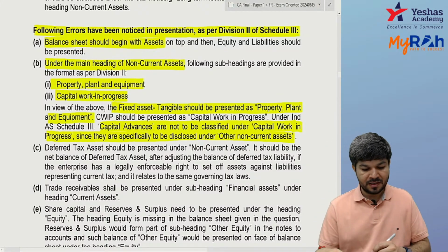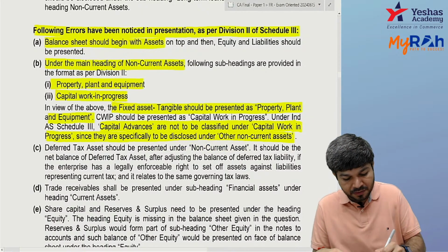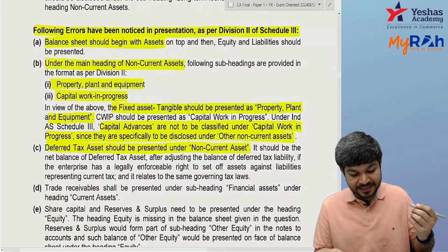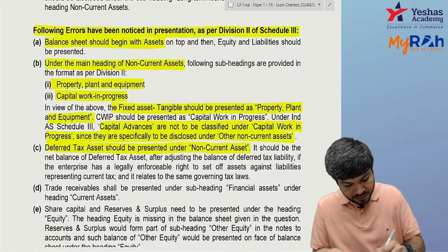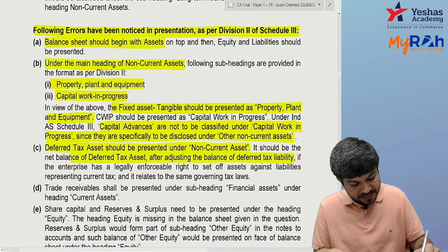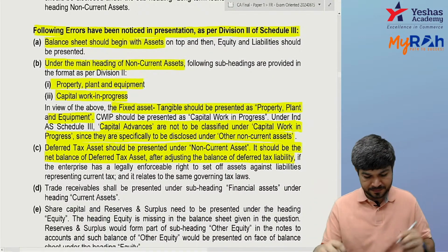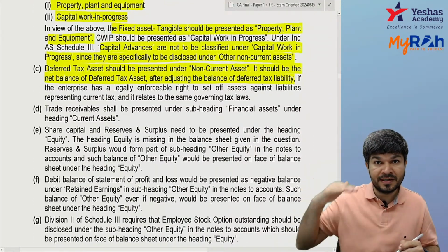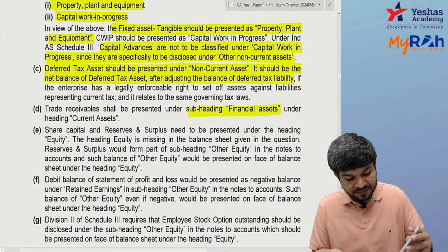This is done. Now, DTA should come under your non-current asset. They've given DTA under your current asset. That's wrong. And a net DTA, DTL should appear in the balance sheet. It should be the net DTA appearing after adjusting DTL. Debtors, I told you, come under your current asset, financial asset, under that trade receivable. It should be under the subheading financial asset.